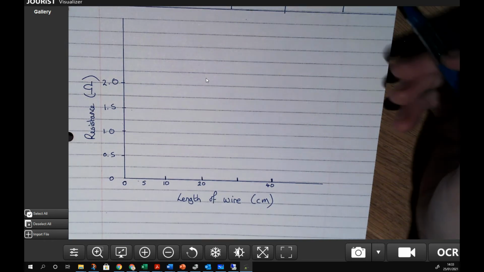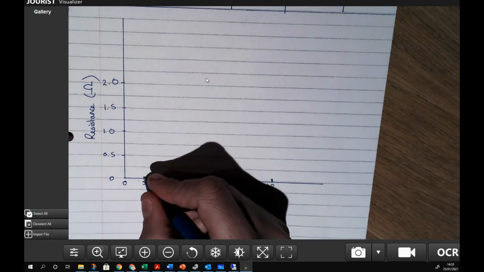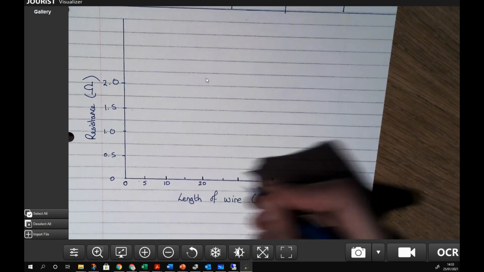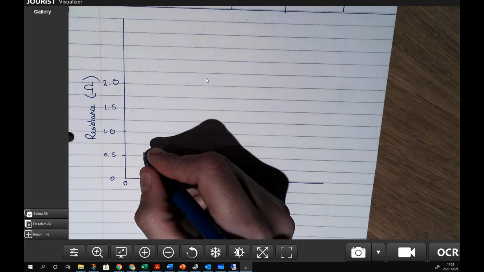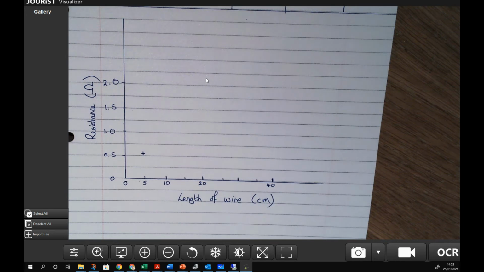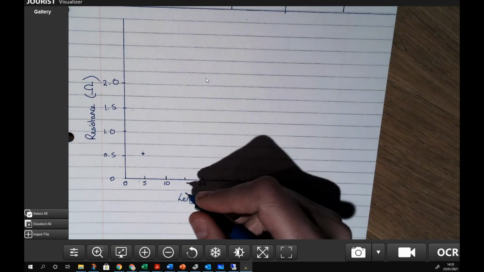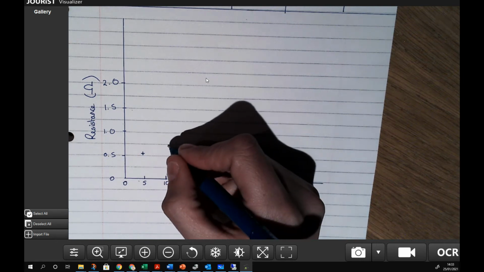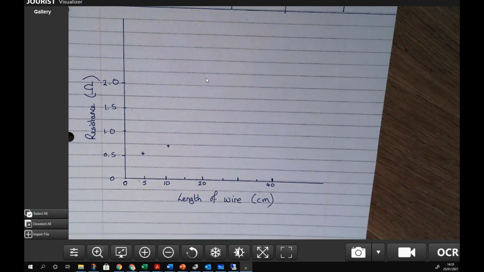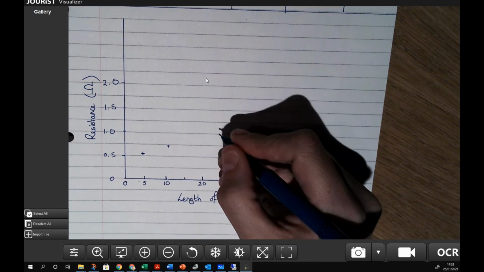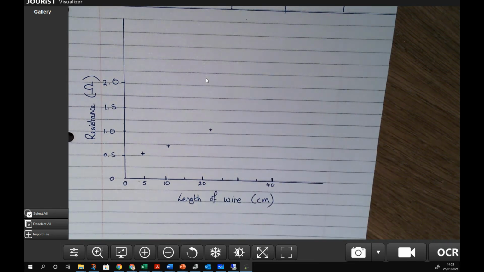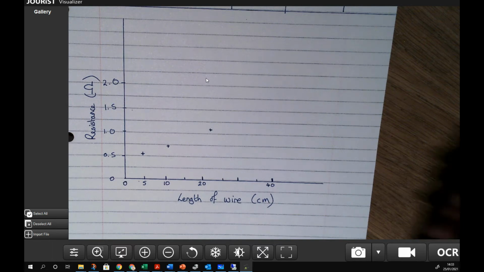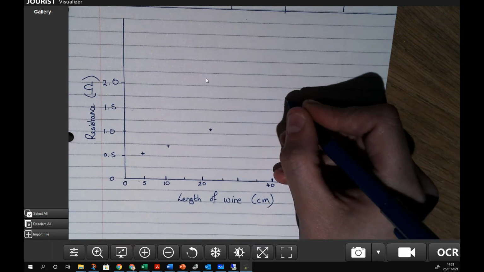Now, I've got a reading for 5 because I chose to take slightly non-linear measurements, and there's a reason why I did that. So at 5, I would be plotting a point just above 0.5 because my resistance was 0.55. At 10 centimetres, it had gone up to 0.71. At 20, it was over 1. It was 1.09. And at 40, it was 1.78. Going to be just above there.